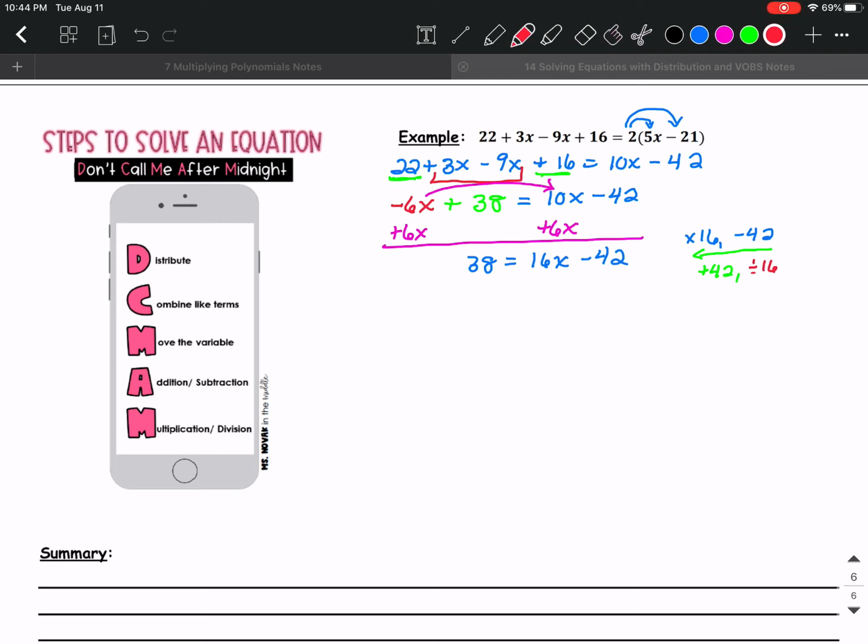So I'm going to add 42 to both sides. Now 38 plus 42 is going to be 80. And I have 16x on the right side, and those 42 and the negative 42 add to 0. Next step, we divide both sides by that 16, and 80 divided by 16 is 5. And here the 16's cancel out and we get x. So we have that x equals 5.